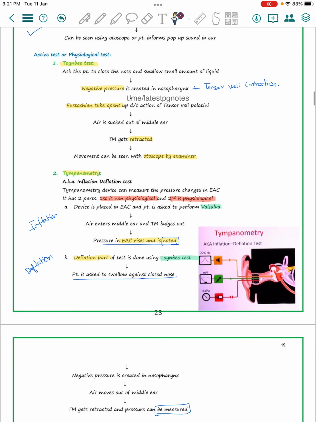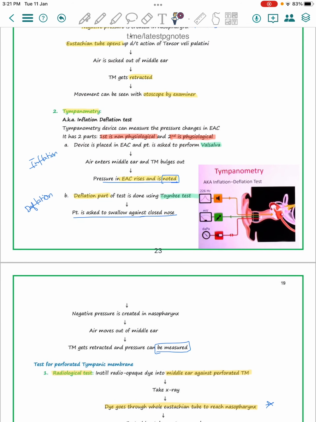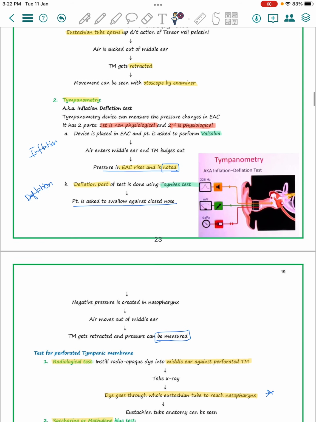In the deflation test, Toynbee's test is used here. You can see this is Toynbee's test. Here the device is placed in the ear, and the patient is asked to swallow against a closed nose. This causes a deflation, or negative pressure, and both inflation and deflation can be recorded in this device.